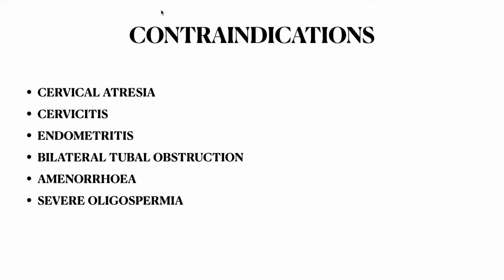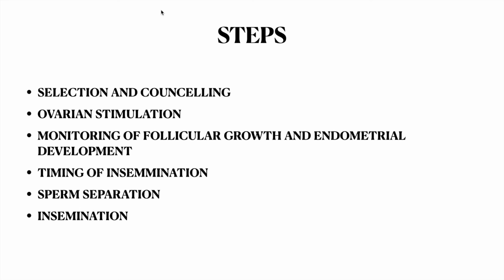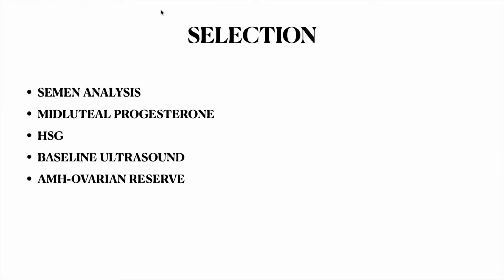What are the contraindications of IUI? Cervical atresia, cervicitis, endometritis, bilateral tubal obstruction, amenorrhea and severe oligospermia. Steps of intrauterine insemination. First is always selection and counseling of the partners, then ovarian stimulation, monitoring of follicular growth and endometrial development, timing of insemination, sperm separation and intrauterine insemination.